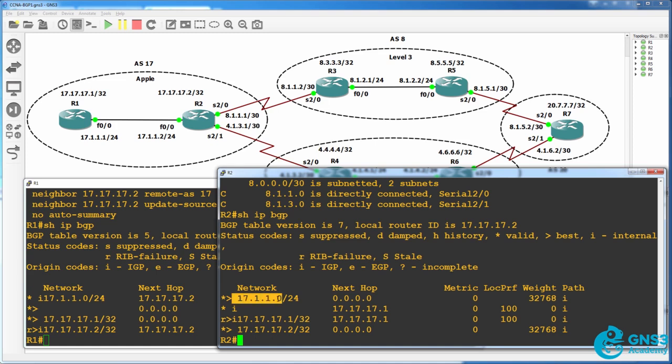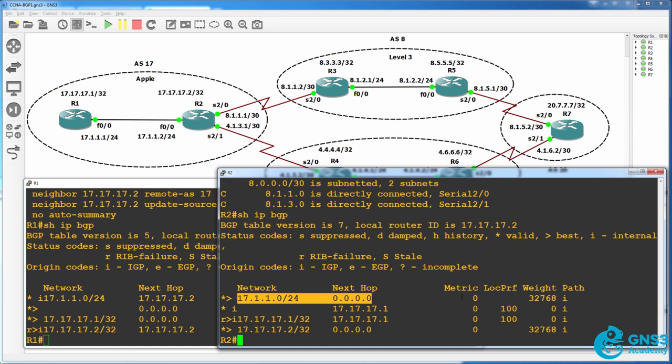Now this network appears twice in the BGP routing table. 17110 is being advertised by the local router and also being advertised by router 1. What you'll notice is both routes are valid because of the star, but the greater than sign indicates that this entry via the local router is chosen as the best path.